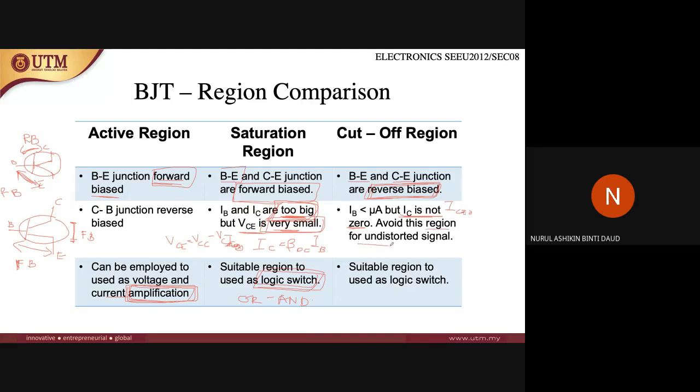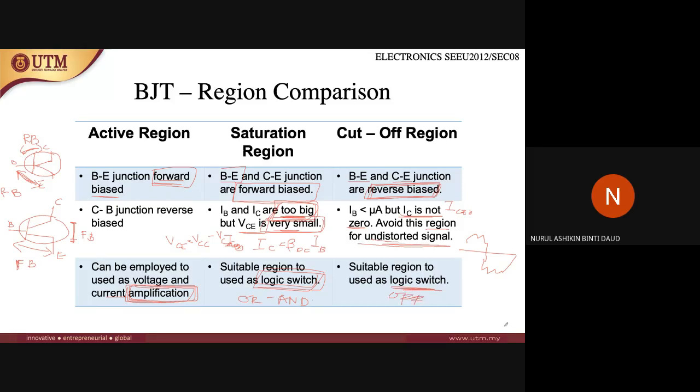Avoid this region for an undistorted signal. Usually at this cutoff region the signal will be distorted, so we usually avoid this region to avoid the distortion. At this region it is suitable for a logic switch too, and usually at the cutoff region the switch is going to be off.